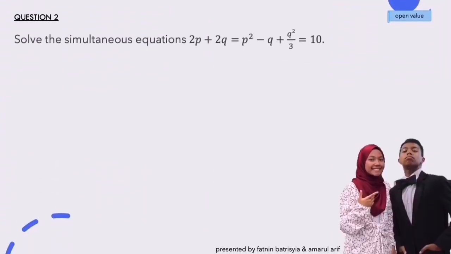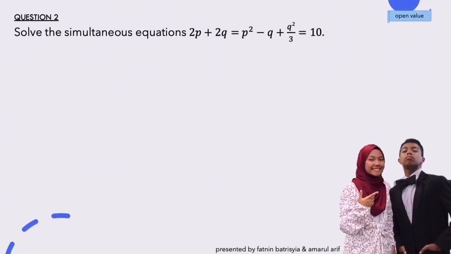Question 2. Solve the simultaneous equations 2p plus 2q equal to p squared minus q plus q squared over 3 equal to 10. As we can see from the question, the number of decimal places and significant figures is not stated. Thus, we know that the final answer must have open values.